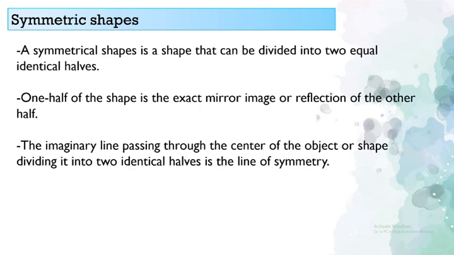A symmetrical shape is a shape that can be divided into two equal identical halves. One half of the shape is the exact mirror image or reflection of the other half. The imaginary line passing through the center of the object or shape, dividing it into two identical halves, is the line of symmetry.